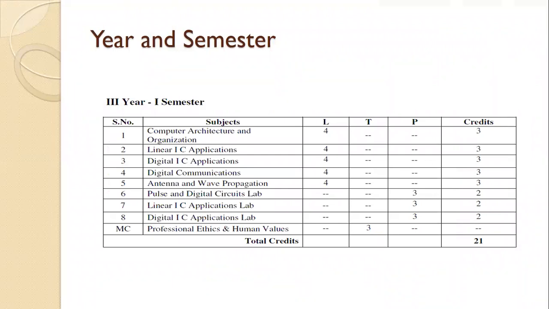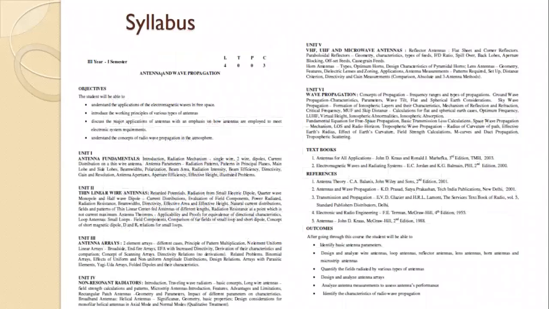In third year, first semester, we have 5 subjects and 3 labs. The fifth subject is antenna and wave propagation. I am going to explain about the syllabus of these antennas and wave propagation according to R16 regulation in JNTU Kakinada. There are 4 objectives and 6 outcomes.